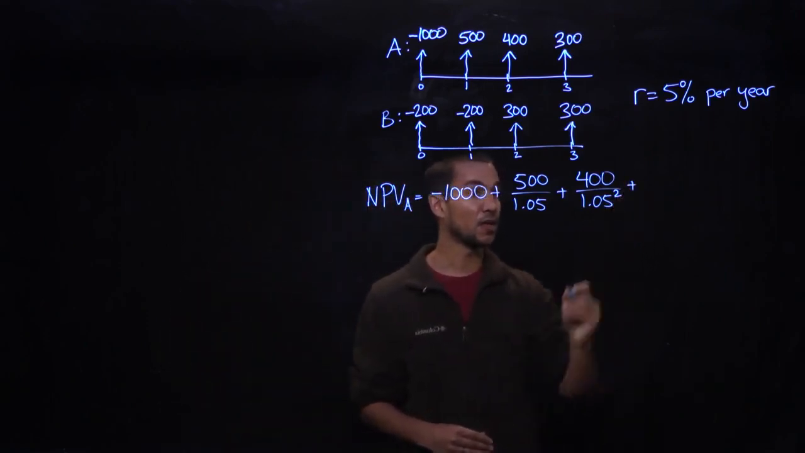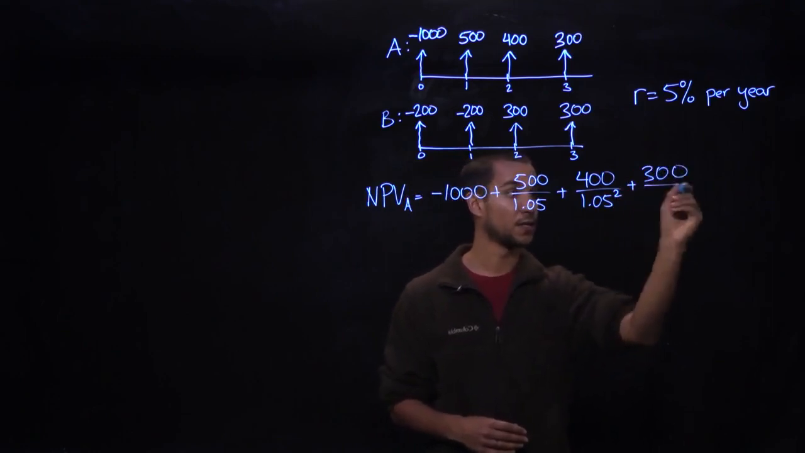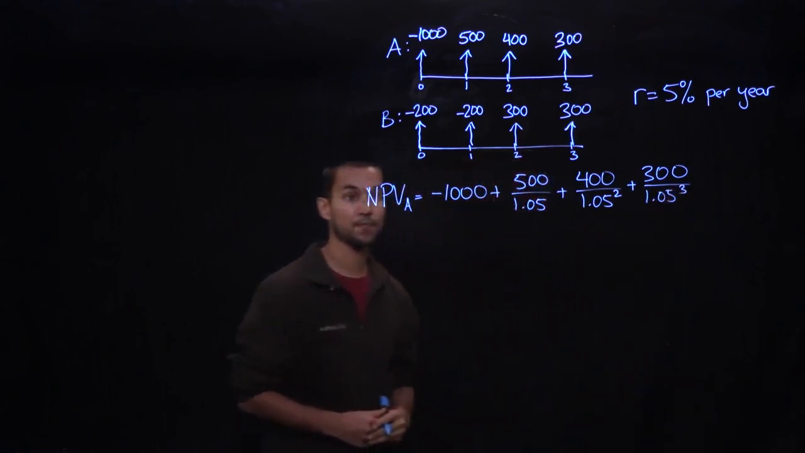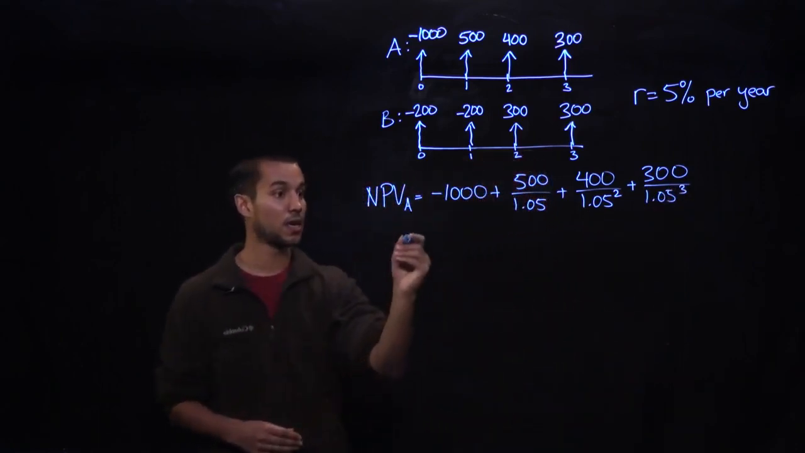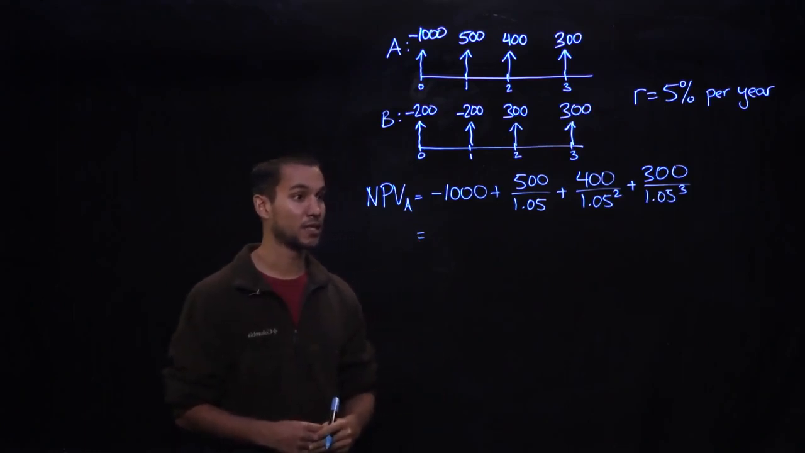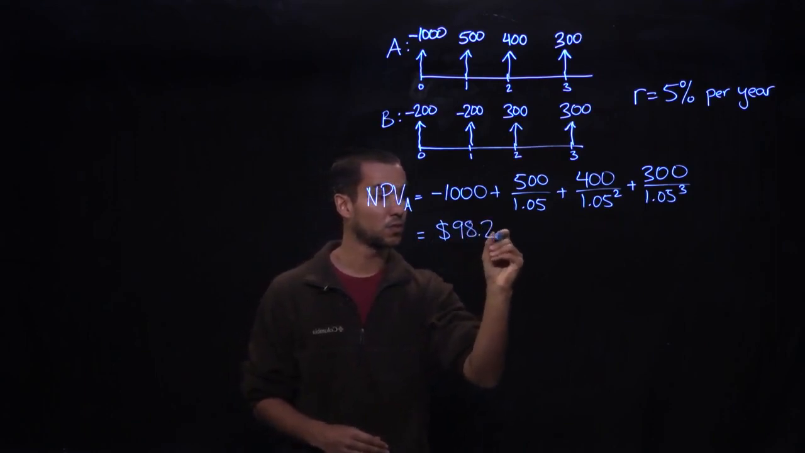Okay, so along the same lines, we get $300 million in year 3 divided by 1.05 cubed. And so if we compute everything, we find that this project has an NPV of $98.2 million.